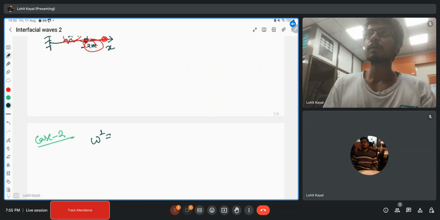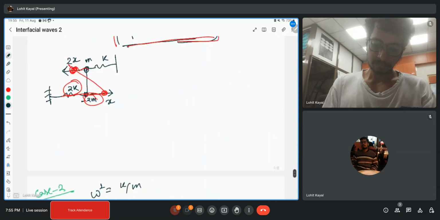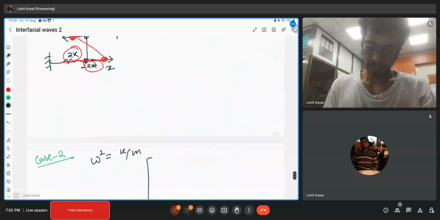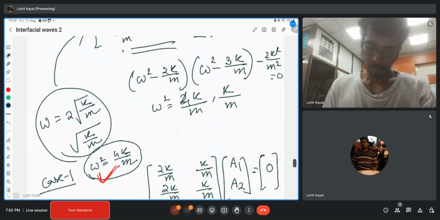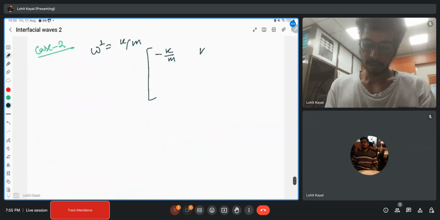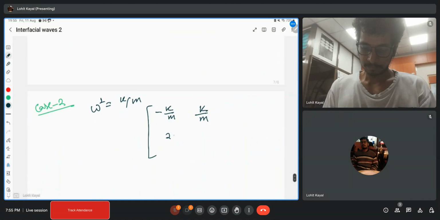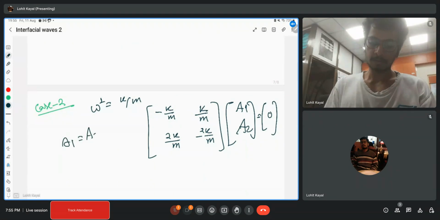So it is omega square equal to k by m. If you put the values, I'm just putting k by m here in this equation: minus k by m, k by m, 2k by m, and minus 2k by m, times a1, a2, equal to 0. So here obviously a1 equal to a2 equal to 1.